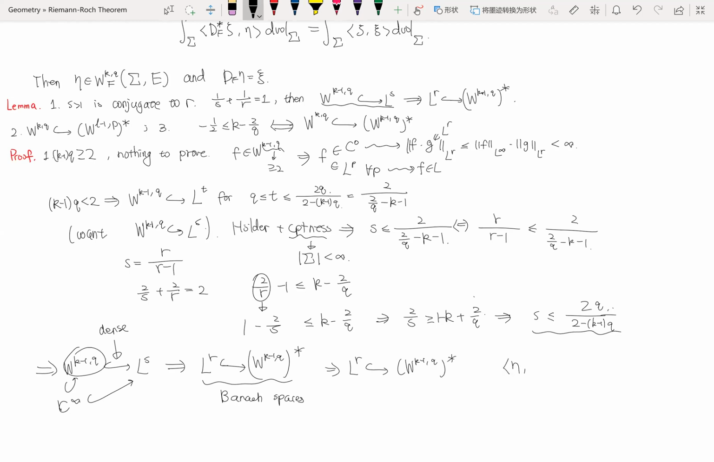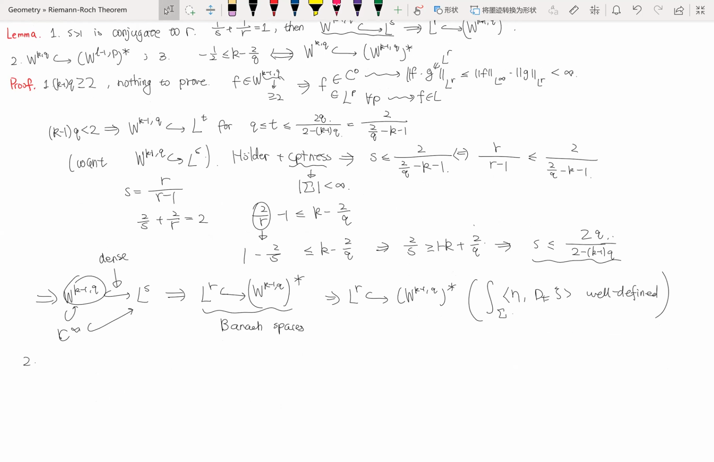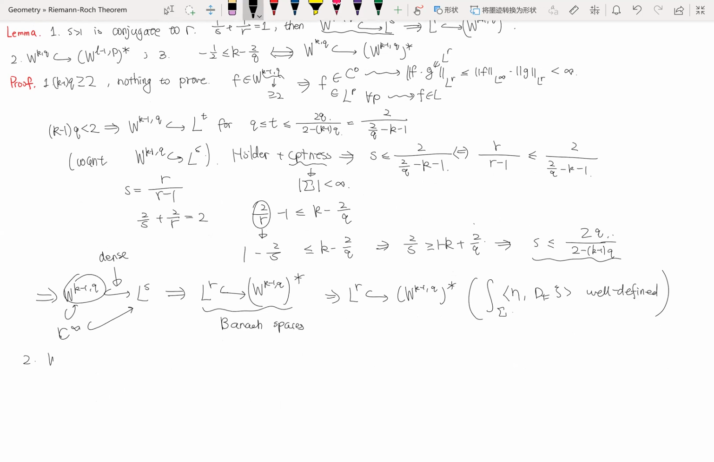That is, we have the pairing eta and df of zeta, and df of zeta is well defined. The integration is well defined. So this tells us this. For the second one, if we want to say that W^{k,q} is embedded into the dual of W^{l-1,p}, it suffices to see that W^{k,q} can be embedded into some Lp space, and this Lp space can be embedded into the dual of W^{l-1,p}.